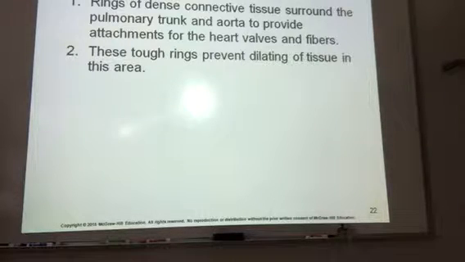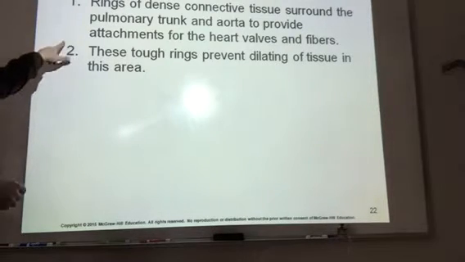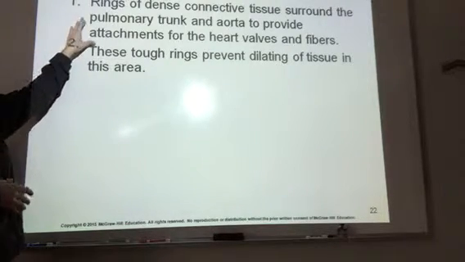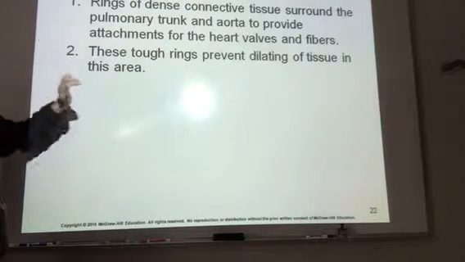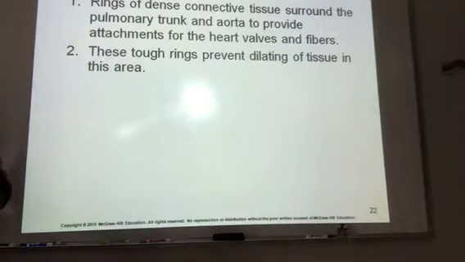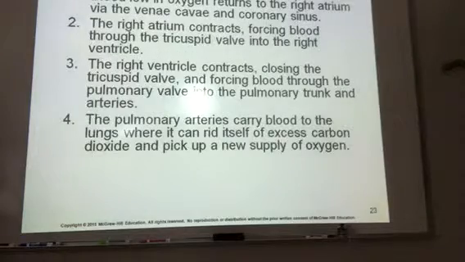So the outside, the skeleton of the heart, there's dense connective tissue that surrounds the pulmonary trunk, aorta. It basically gives places for heart valves and fibers to attach, and the tough rings prevent dilating of tissue. Skeleton, I won't ask as much about.